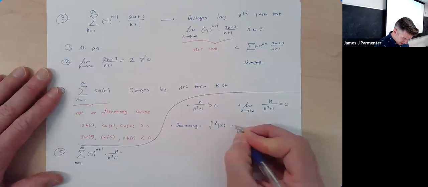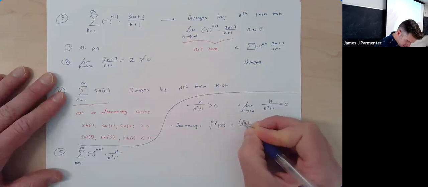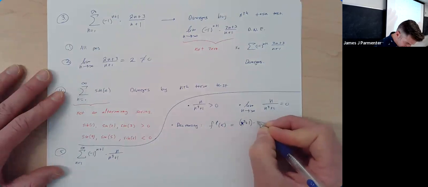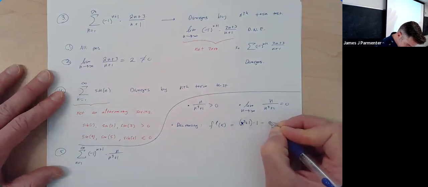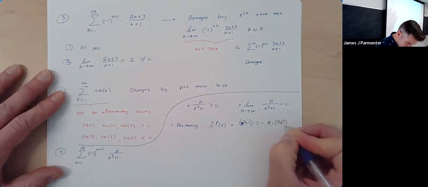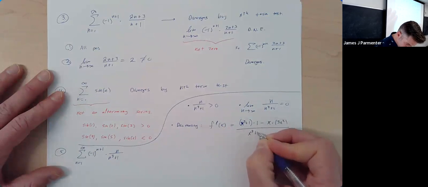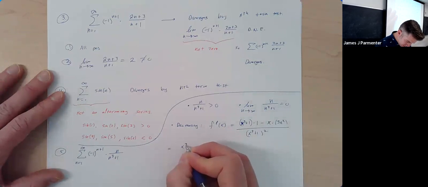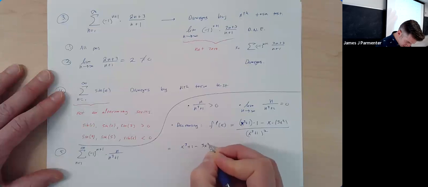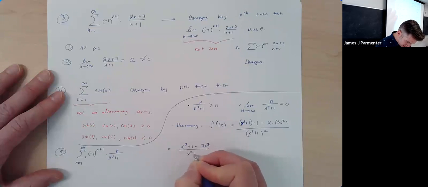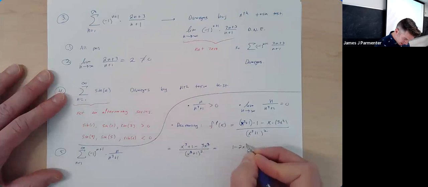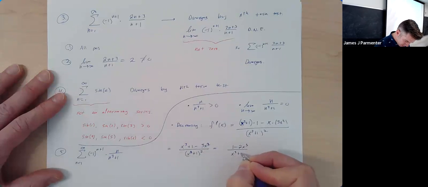My f prime of x is going to be bottom, I said x, but I started writing n's, sorry about that. Bottom times the derivative of the top minus the top times the derivative of the bottom, all over the bottom squared. If we simplify this, that's going to equal x cubed plus 1 minus 3x cubed over x cubed plus 1 squared. Simplifying the top, we've got 1 minus 2x cubed over x cubed plus 1 squared.